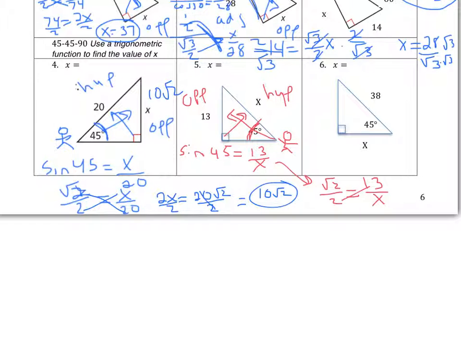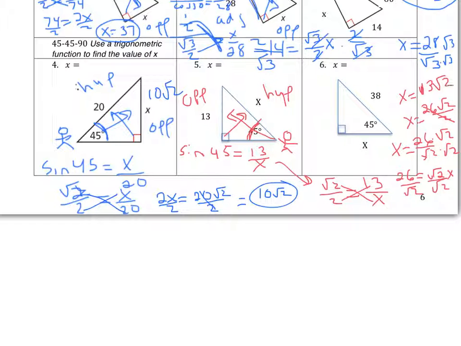So we have 2 times 13 is 26, and root 2 times x is root 2x, and then I divide by root 2, and x equals 26 over root 2, but I know I can't have a root 2 in the bottom, so I have x equals 26 root 2 over 2. And then 26 divided by 2 is 13, so x really is, whoops, 13 root 2. Go ahead and try number 6 for homework.